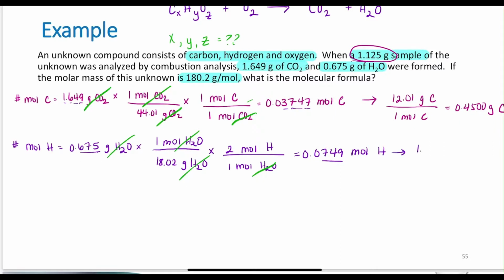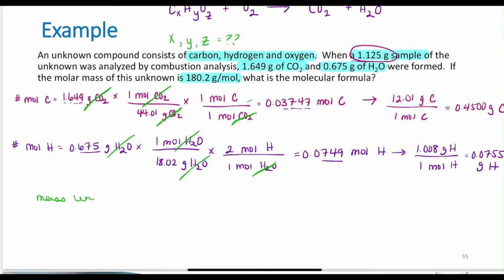As before, I'm also going to figure out the mass of this many moles of hydrogen because I will need it to figure out the mass of oxygen in the original sample. So this gives me 0.0755 grams of hydrogen. Now I know the moles of carbon and mass of carbon and moles of hydrogen and mass of hydrogen that I had in the original sample. I want to find the mass of oxygen.